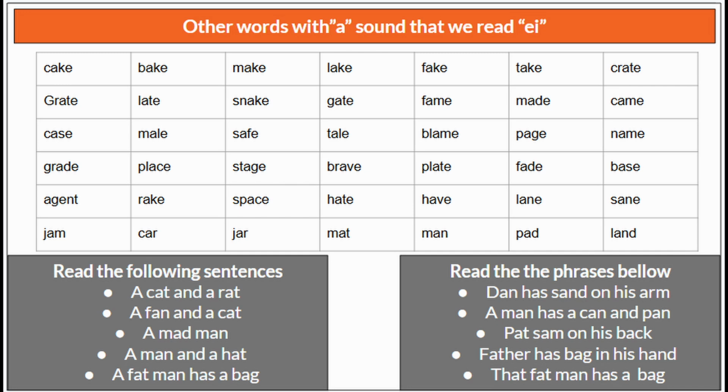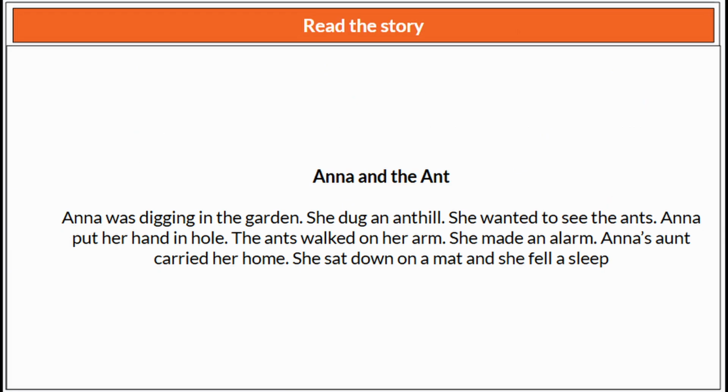Correct. We are going to try to read this story together. This story is about Anna and the ants. You will read after me: Anna and the ants. Anna was digging in the garden. She dug an ant hill. She wanted to see the ants.